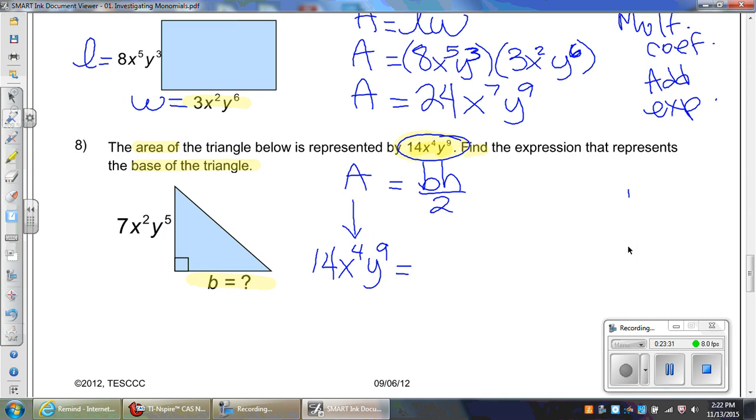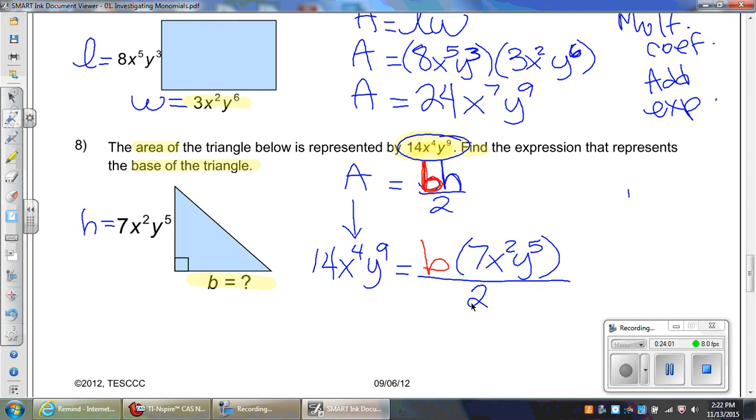Also, we know an expression for the height. We do not know an expression for the base. That's actually what we're looking for. And the height is 7x squared, y to the 5th. Just one here. We also know there's a number 2. Now we're going to solve for b, the letter that is in red that you see here.